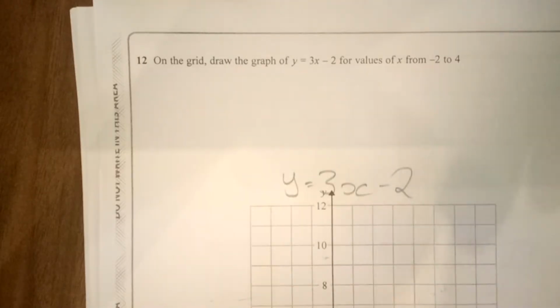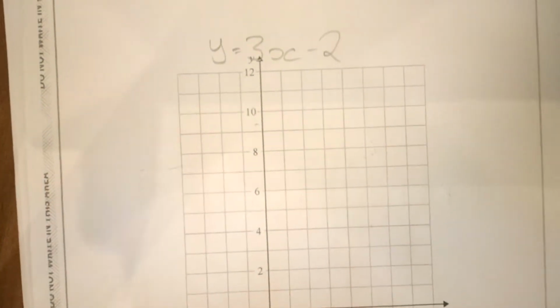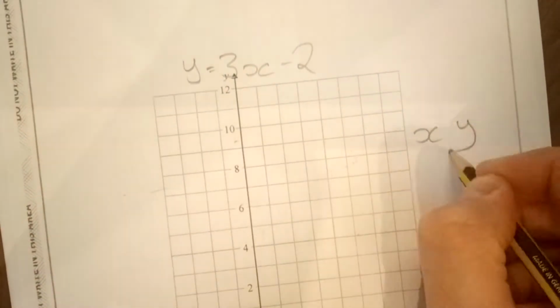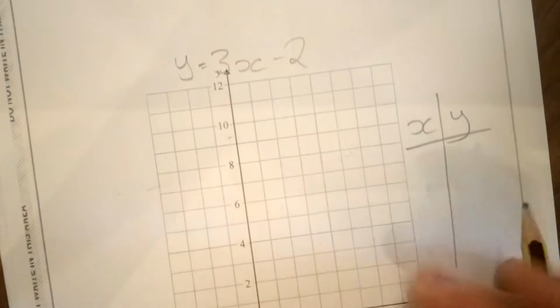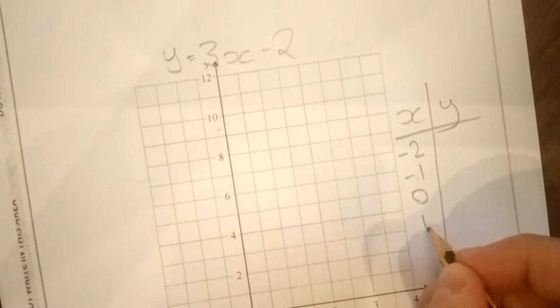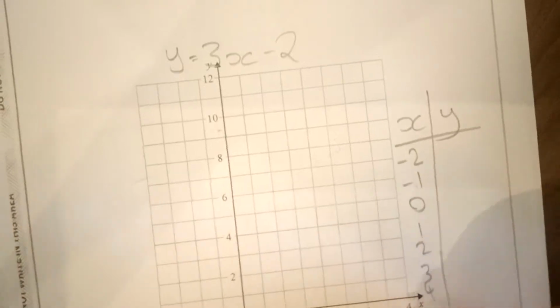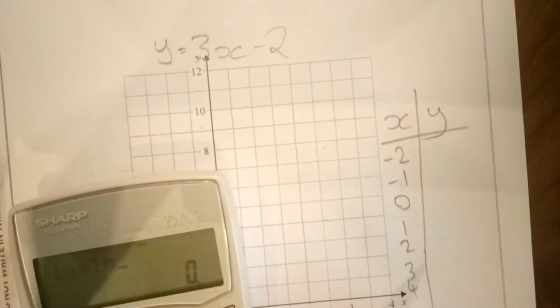Grid: draw a graph of y equals 3x minus 2 from the values of minus 2 to 4. Grid's drawn, minus 2 to 4 is there. Okay, we need a table of values, so I'll put x and y. I'm going to make my table of values go down. Now it's set to minus 2 to 4, so minus 2, minus 1, 0, 1, 2, 3, 4. Typically we don't need all these numbers. We only need 3 of these to be correct, but I'm going to be thorough.